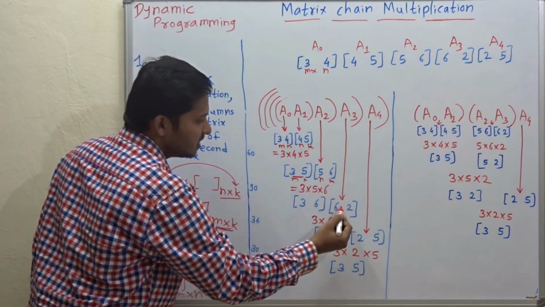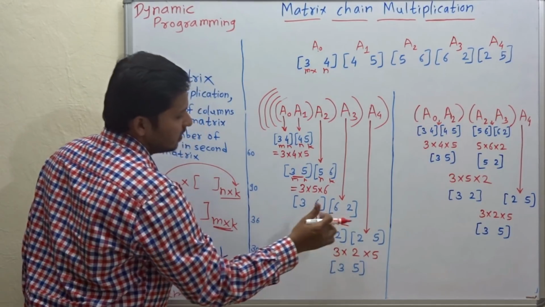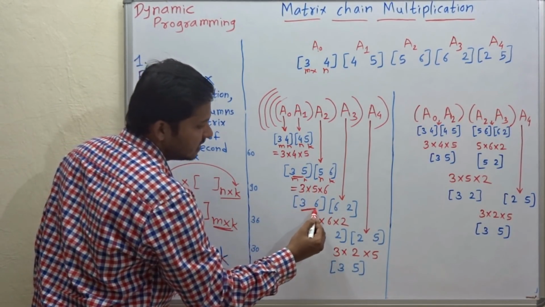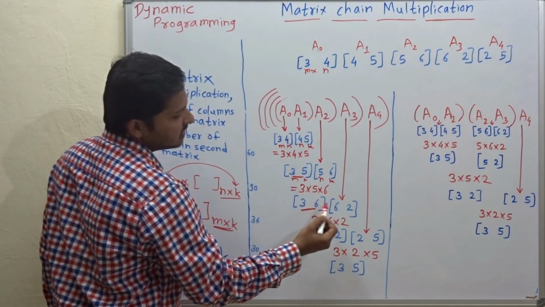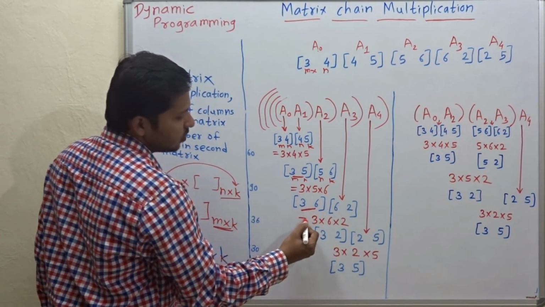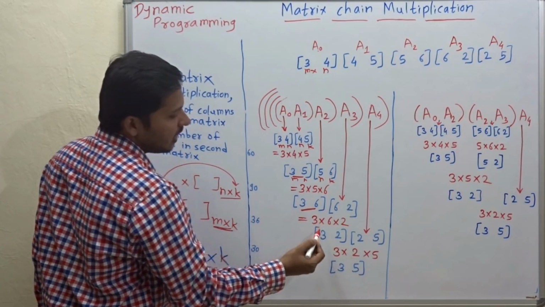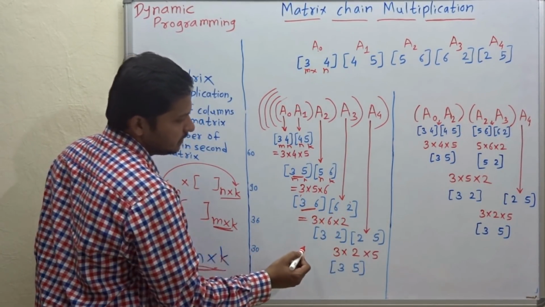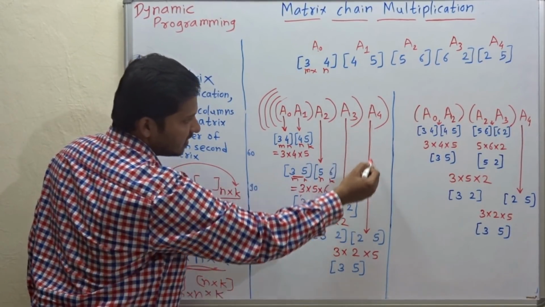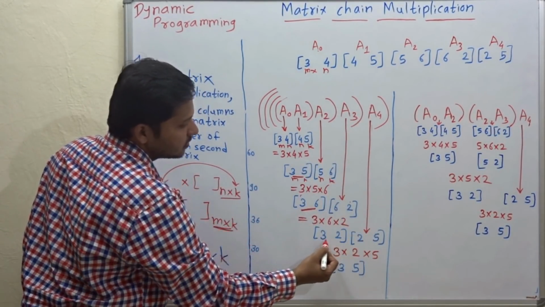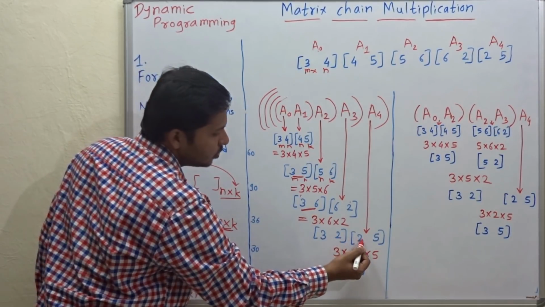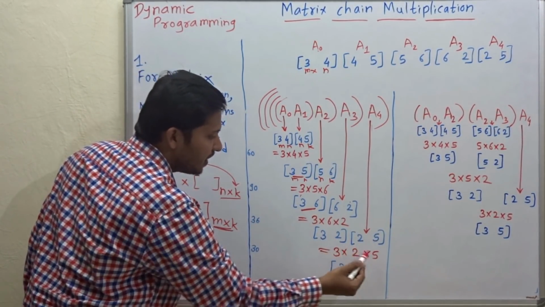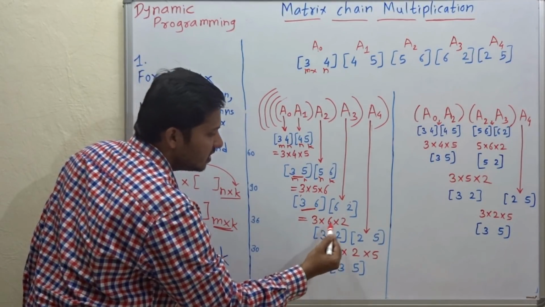Again A3 comes here to multiply the result of this multiplication. So the result is this. So 3 by 6 into 6 by 2. So the cost will be 3 into 6 into 2 and the result will be 3 by 2. So it is written here. Again let's multiply that result by A4. So 3 by 2 into 2 by 5. So the cost will be 3 into 2 into 5 and the result will be 3 by 5.